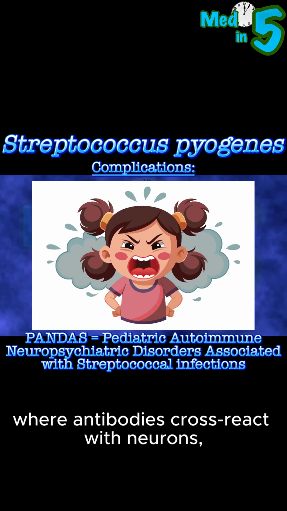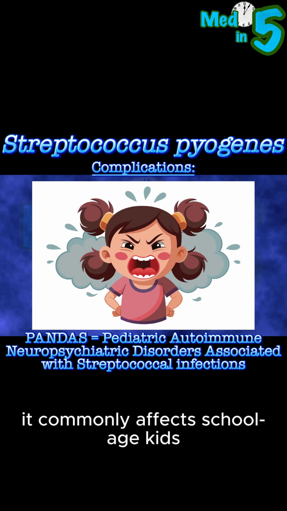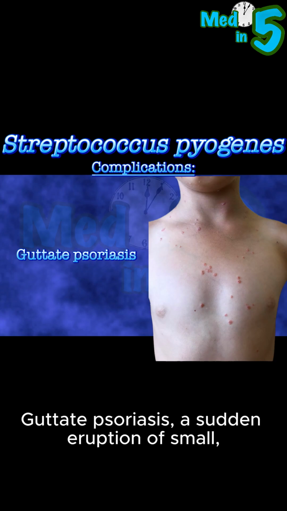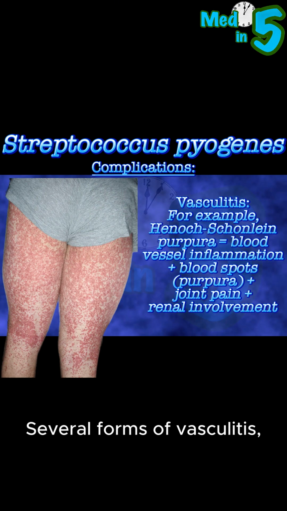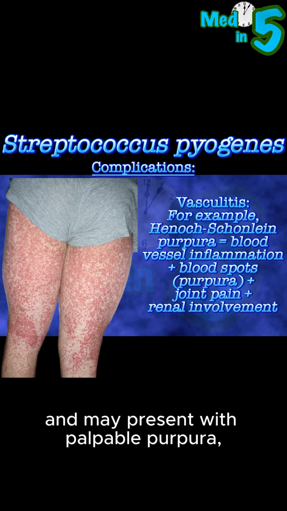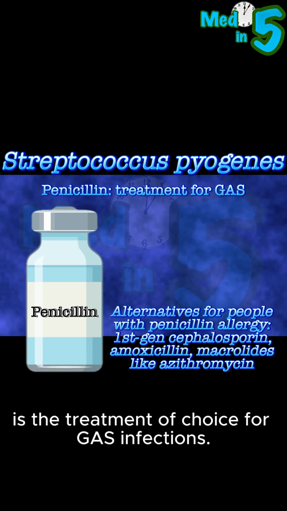PANDAS, where antibodies cross-react with neurons, leading to behavioral and movement changes. It commonly affects school-age kids. Guttate psoriasis, a sudden eruption of small, drop-shaped scaly lesions across the trunk and limbs. Several forms of vasculitis, which involve blood vessels and may present with palpable purpura, arthralgias, or renal involvement. Penicillin is the treatment of choice for GAS infections.